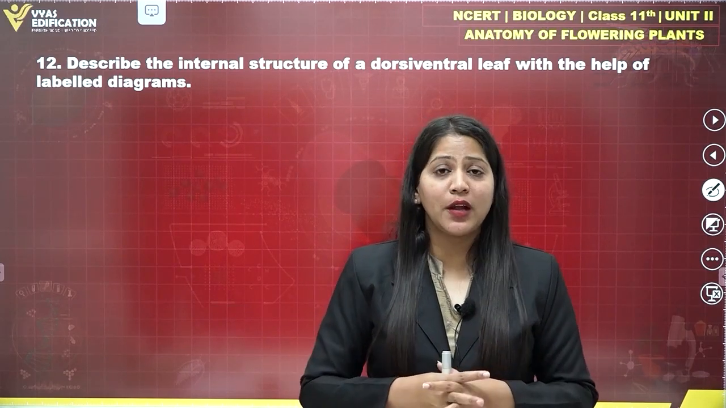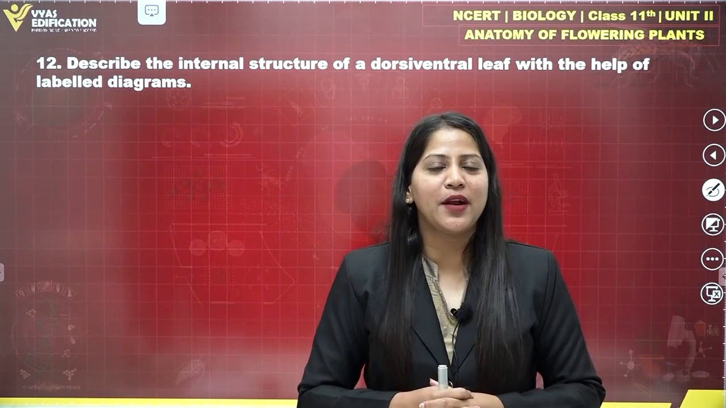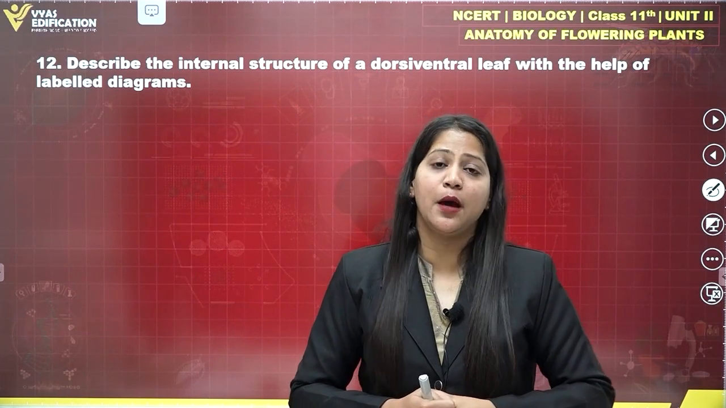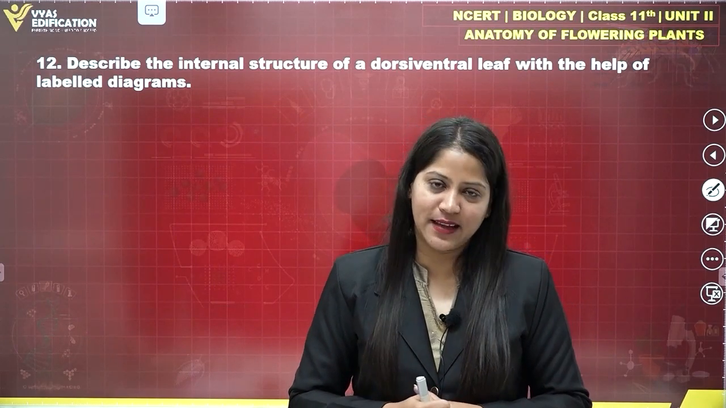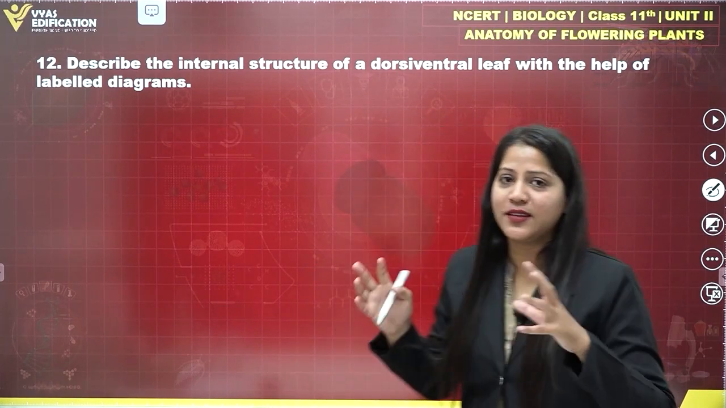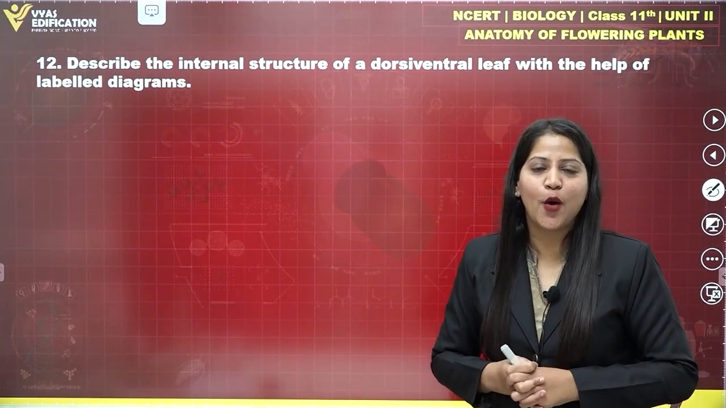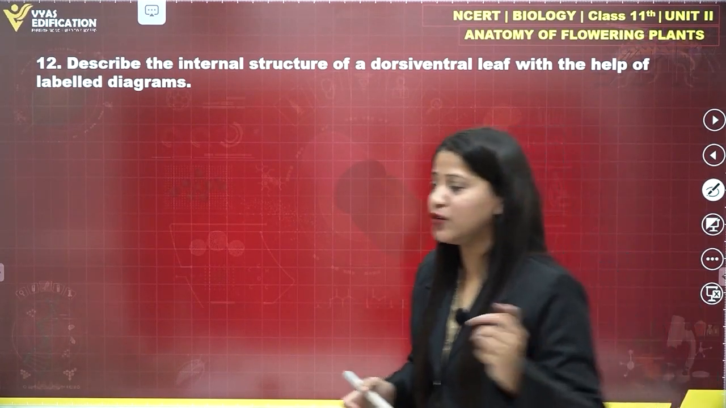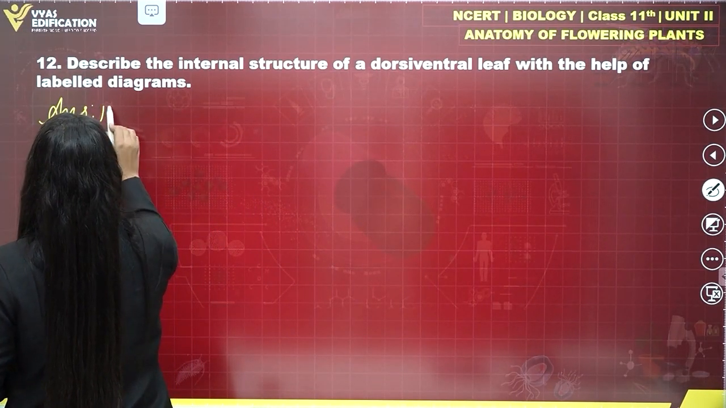Now let's move on to the last part, that is vascular bundle. Are vascular bundles present in dorsiventral leaves? Yes, they are present but are surrounded by bundle sheath cells. Right? So this is all about the description of the internal structure of a dorsiventral leaf. Now let's write the answer for this last question, and it will go like this.